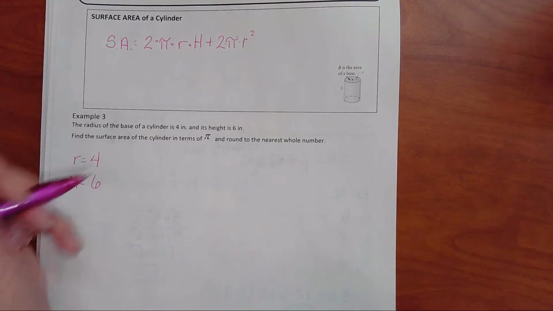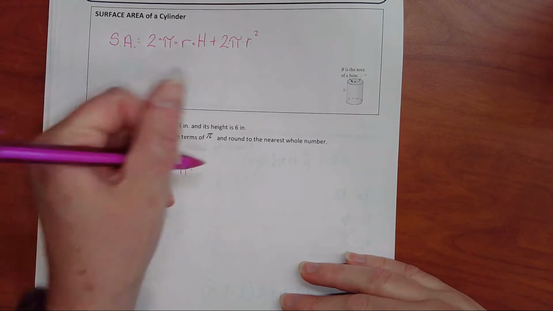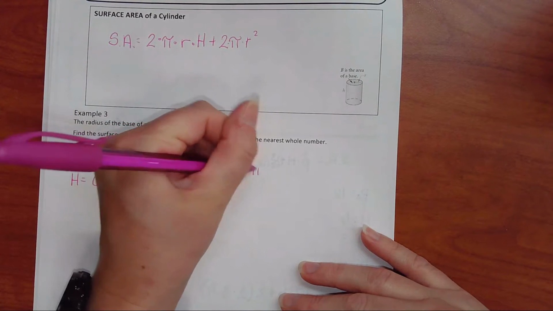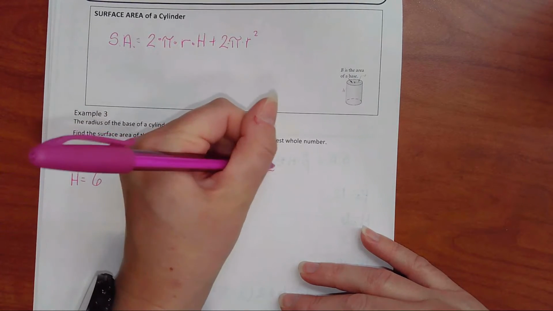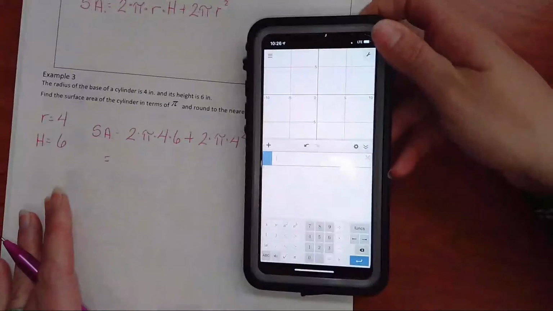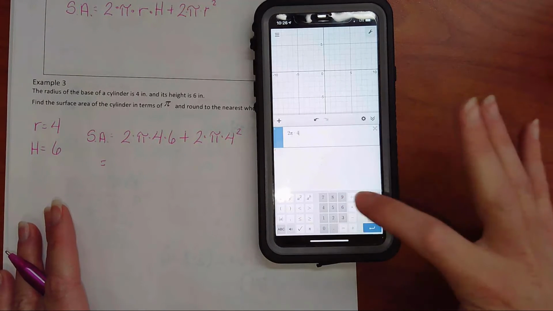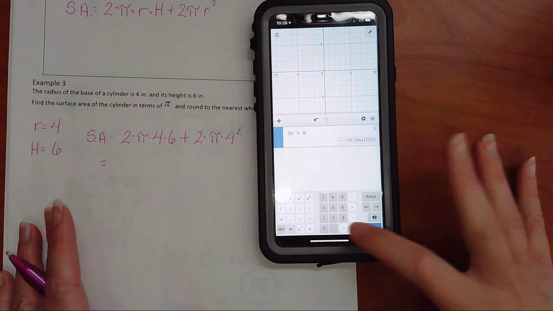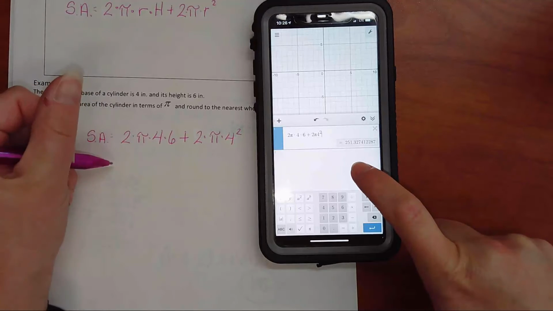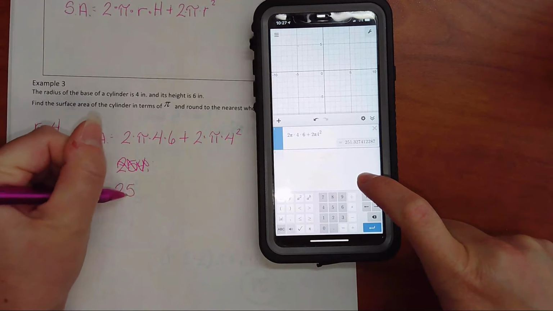So when we go to plug these into our formula, we do 2 times pi times 4 times 6 plus 2 times pi times 4 squared. So be careful, go slow, because there are a lot of moving parts here. So we do 2 pi times 4 times 6 plus 2 pi 4 squared, and you get 251.3.